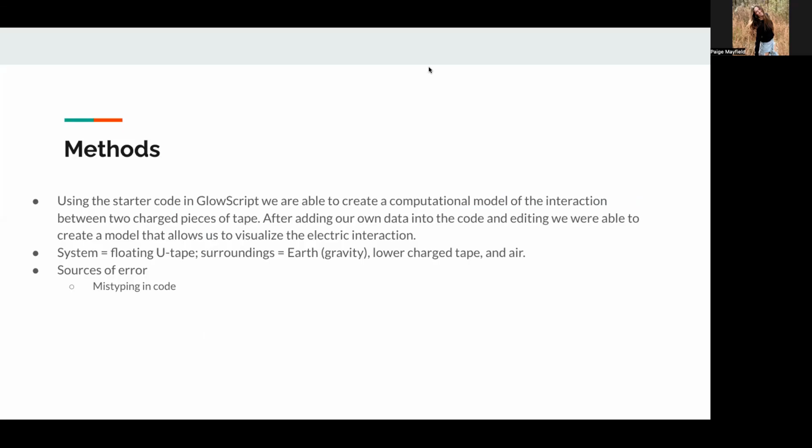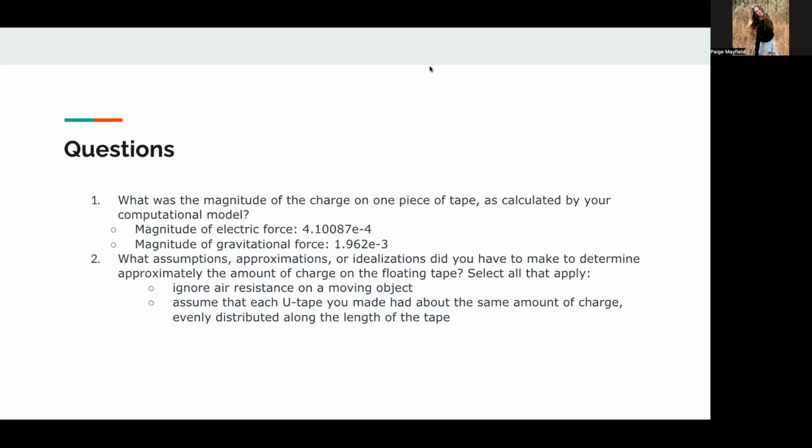For this, the systems are the same as the first lab, with the floating U tape being the system and the surroundings being earth, lower charge tape, and air. Some possible sources of error could be mistyping in the code or incorrect pasting of the starter code.